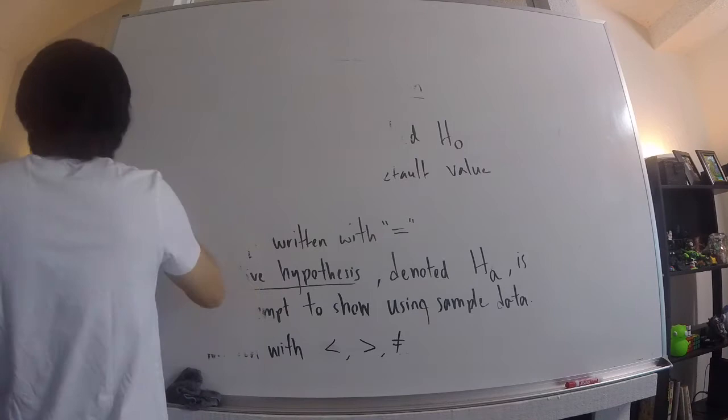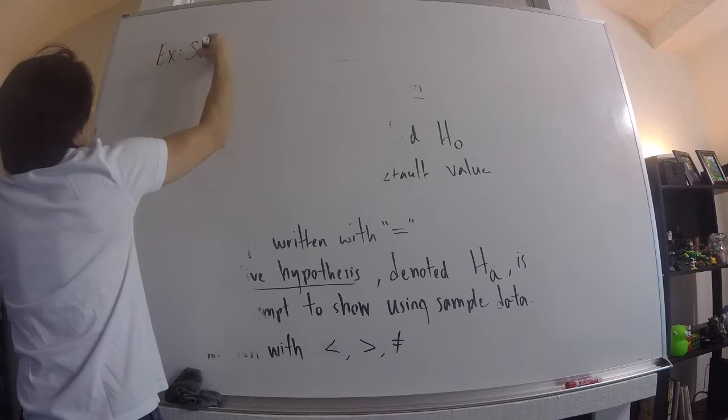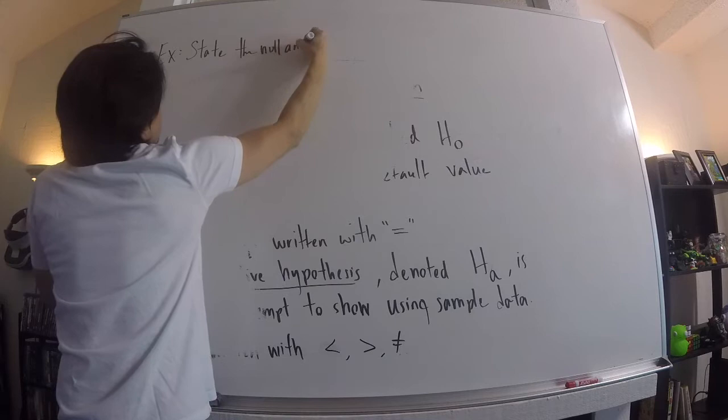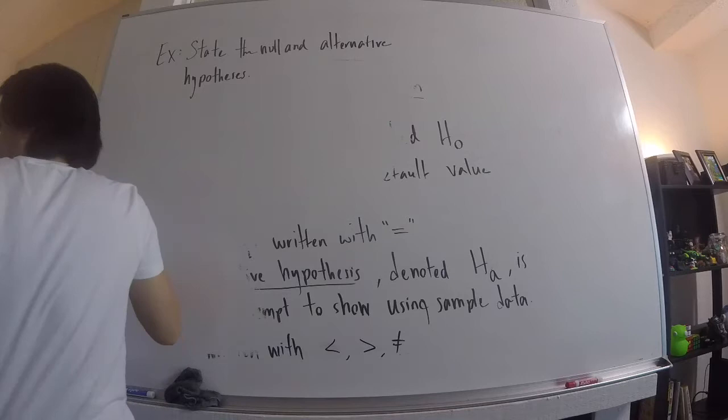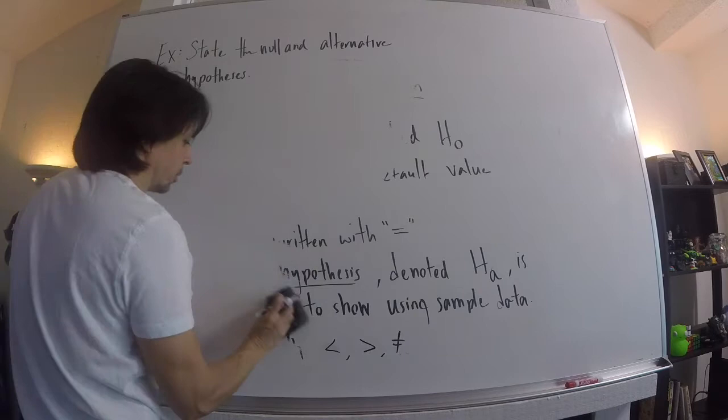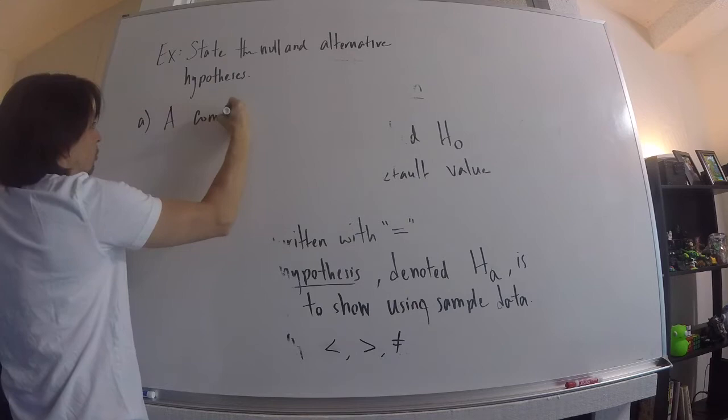Instructions here, and I have you do a couple of these in 9.1. State the null and alternative hypotheses. Okay, and we're going to do three of them. I'm going to do one of each of these so you can see the different scenarios. And some of these we'll come back to and do the full test. Here we're just doing the first of many steps.